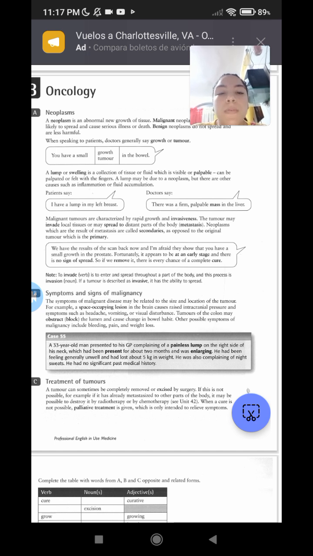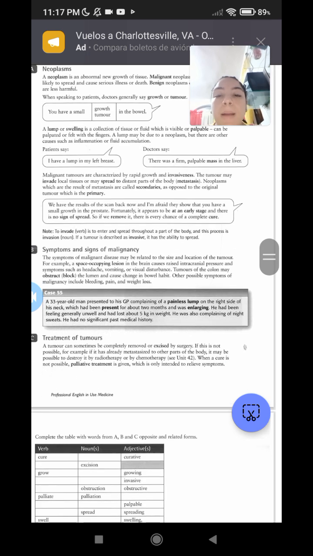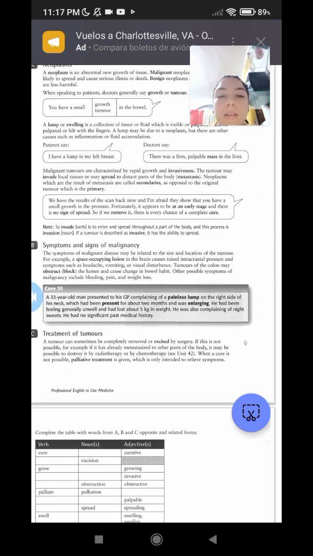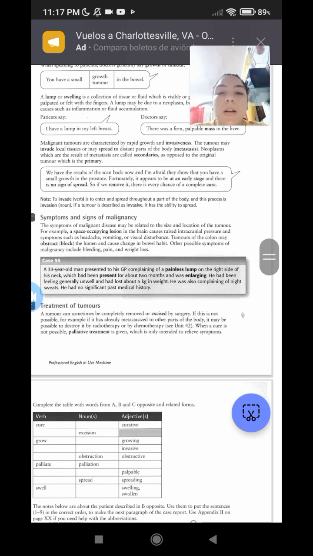Doctors say, there was a firm palpable mass in the liver. Malignant tumors are characterized by rapid growth and invasiveness. The tumor may invade the local tissue or may spread to distant parts of the body, which is metastasis. Neoplasms which are the result of metastasis are called secondaries, as opposed to the original tumor, which is the primary.